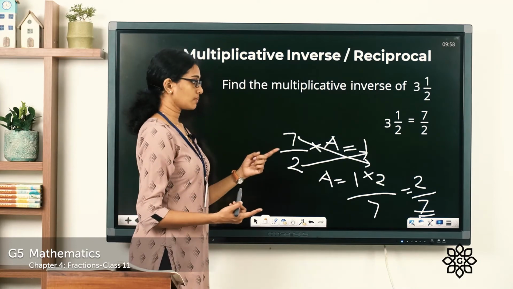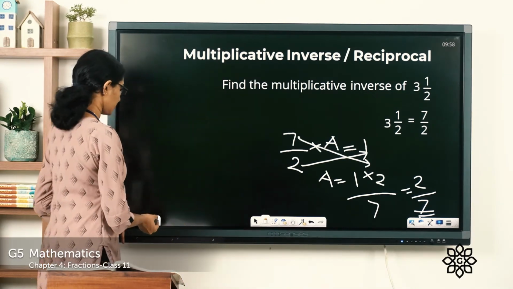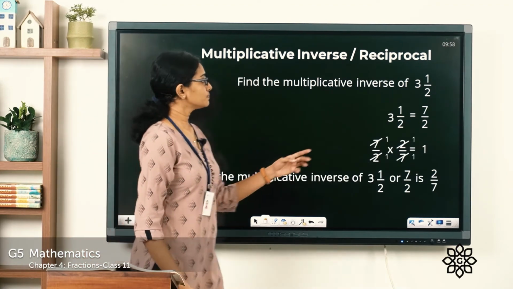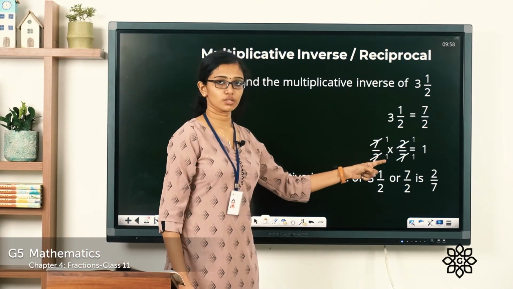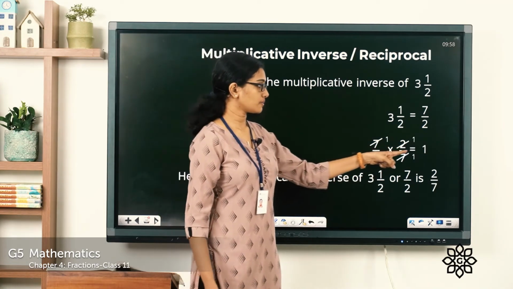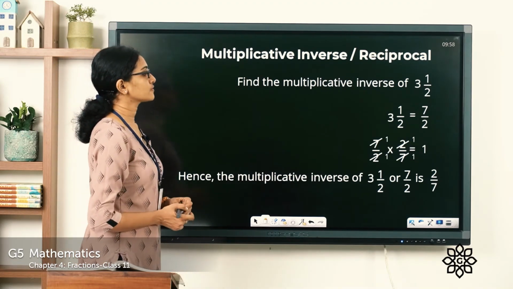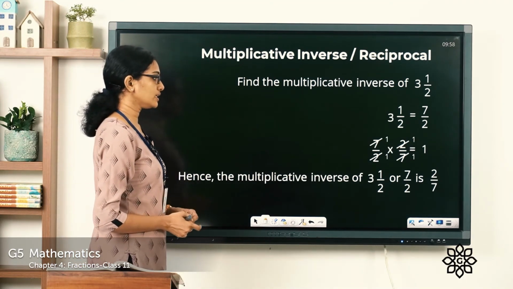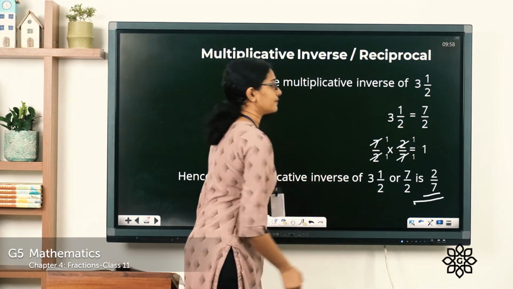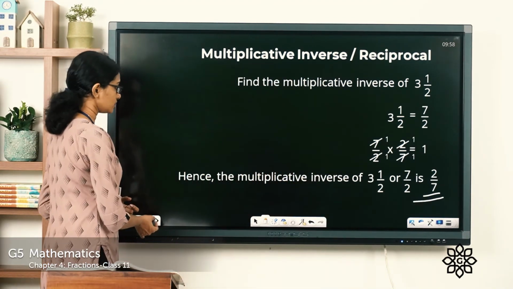So we know the multiplicative inverse of a fraction A by B is B by A. So keep in mind that. So see, 7 by 2 into its multiplicative inverse, after cancelling out the common factors, the product is 1. So we can say the multiplicative inverse of 3 1 by 2 or 7 by 2 is 2 by 7. So that's how you take the multiplicative inverse of a mixed fraction.